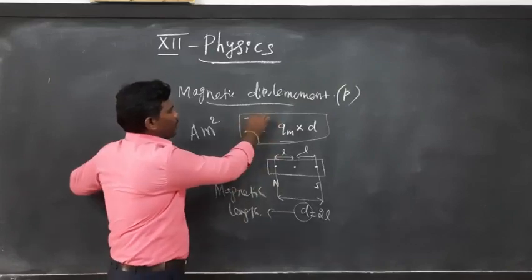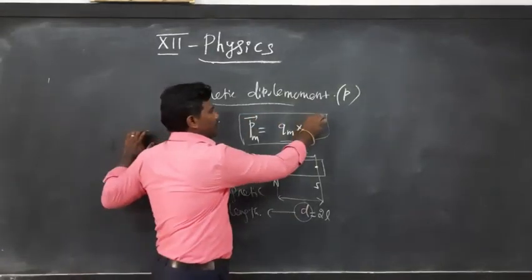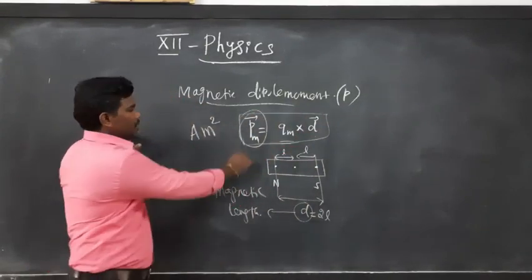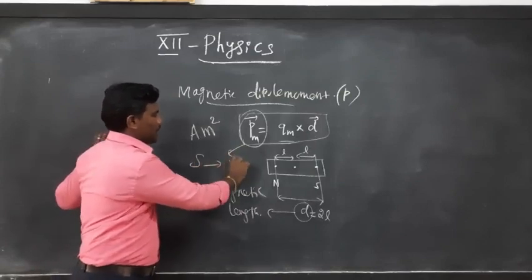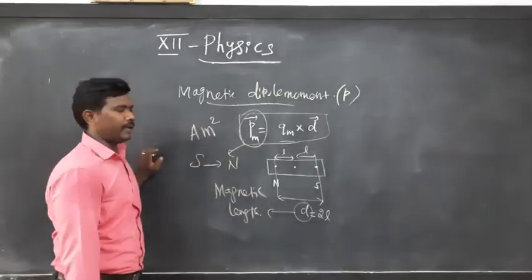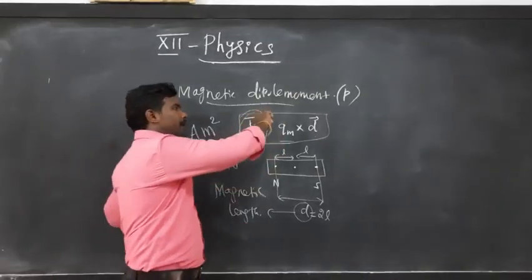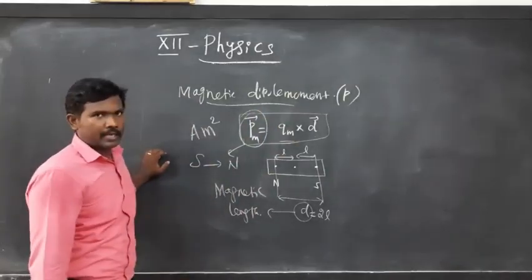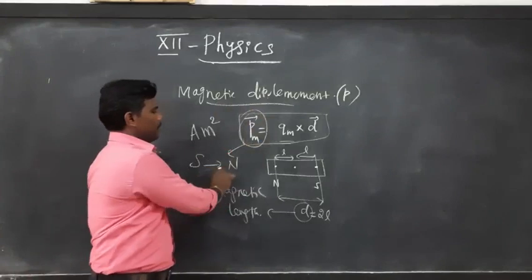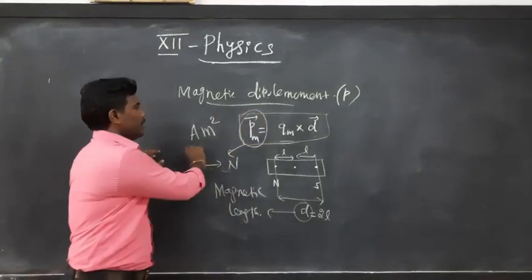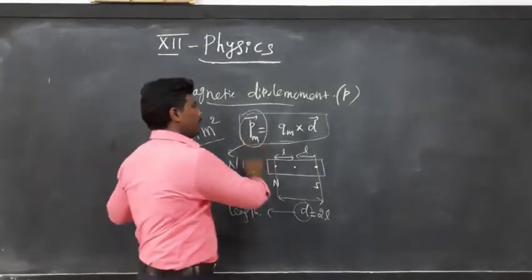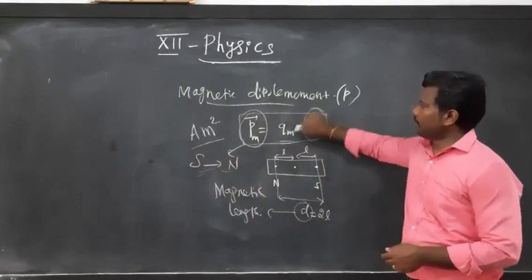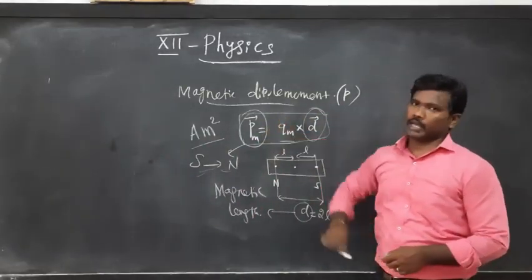And the magnetic dipole moment is a vector quantity. The direction of the magnetic dipole moment is always from the south to the north pole, but the direction of magnetic lines is from the north pole to the south pole. That topic we will discuss later. The unit is ampere meter square, and the formula for magnetic dipole moment is Pm equals Qm into D. This is a vector quantity.